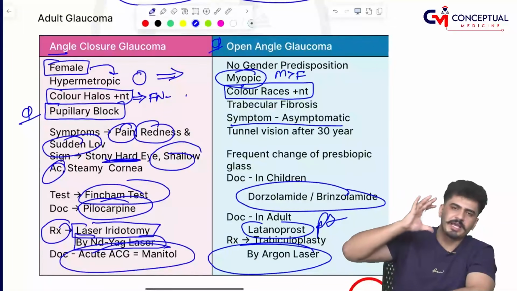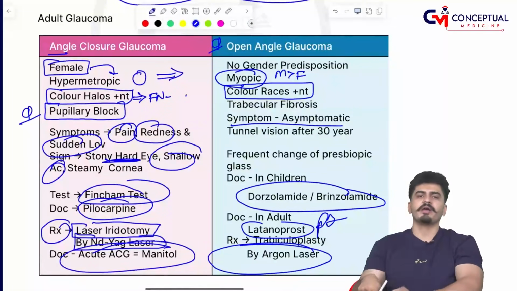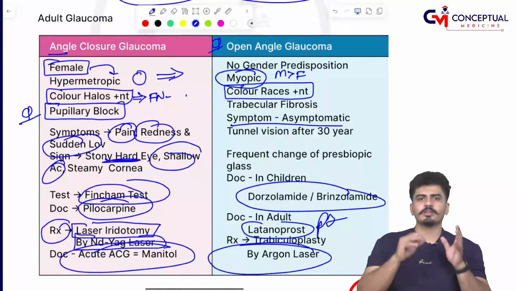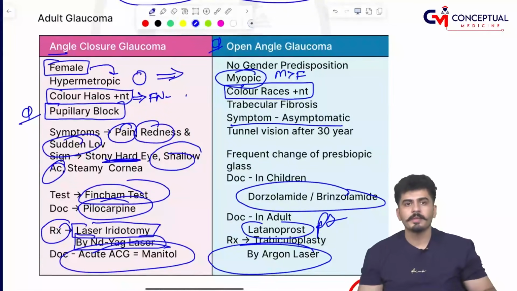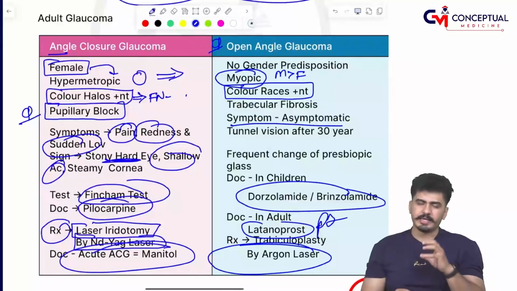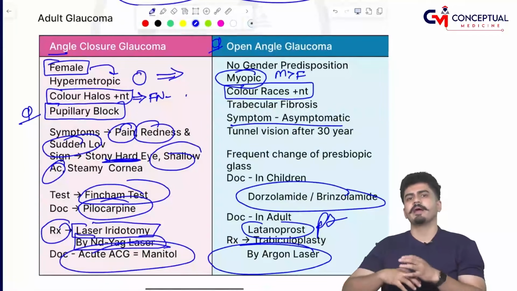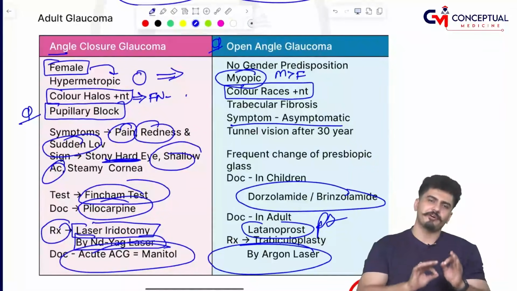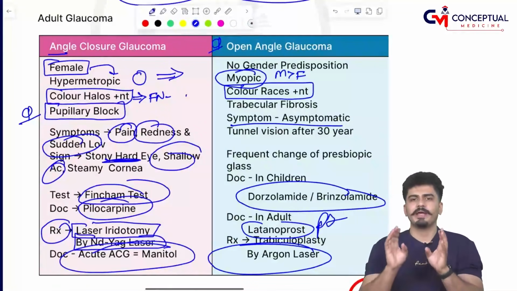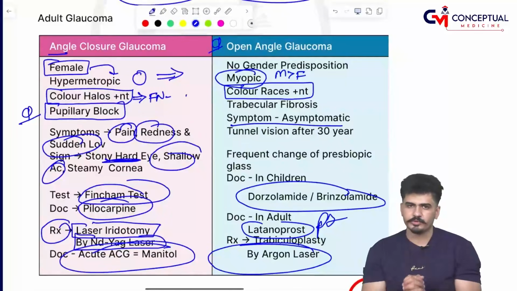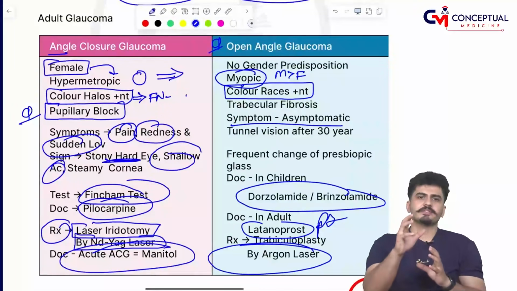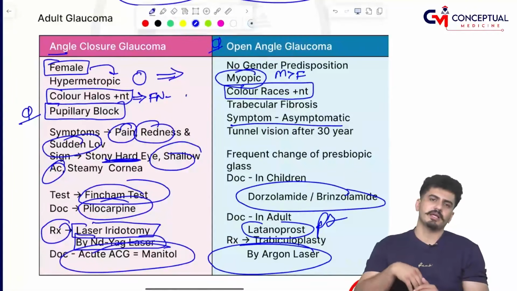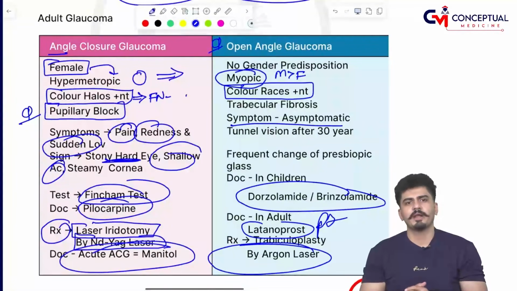So this is the difference between angle closure and open angle glaucoma. Female will have angle closure, male more common than female will be open angle glaucoma. Eyes are small in angle closure glaucoma, in open angle the eyes become big, myopia develops. Pupillary block is the reason for angle closure glaucoma, and open angle glaucoma is because of trabecular fibrosis. Tunnel vision is a feature of open angle glaucoma. Frequent change in presbyopic glasses is a feature of open angle glaucoma.